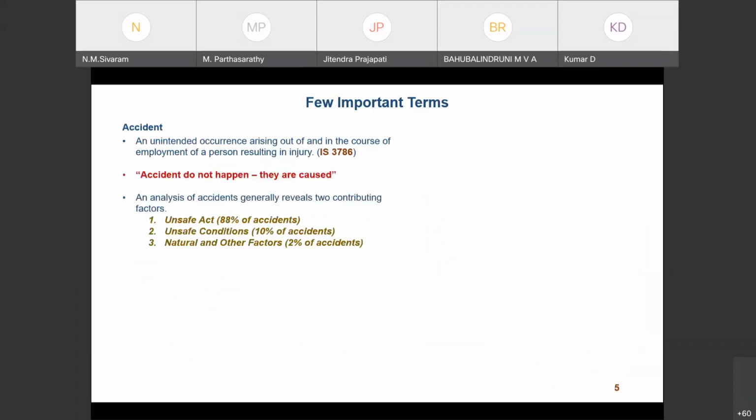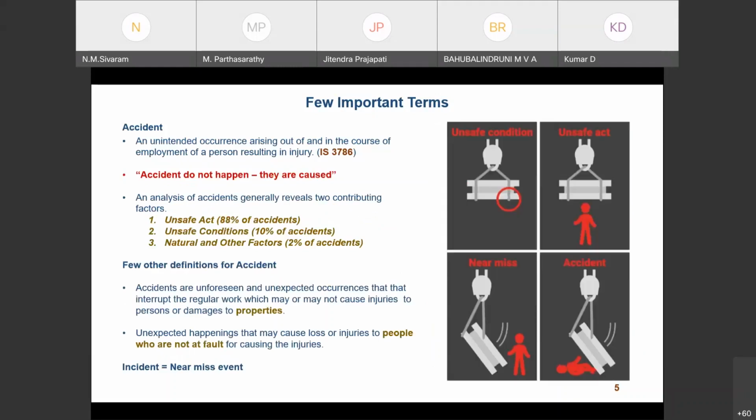Few more terms about accident. So accident by definition, by Indian standard, you can see the Indian standard is given. So IS 3786, the Indian standard. As per the Indian standard, accident is defined as an unintended occurrence. So it is not an intended occurrence. It happens in an unintentional way, arising out of or in the course of an employment of a person resulting in injury.